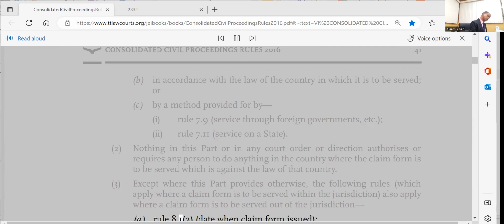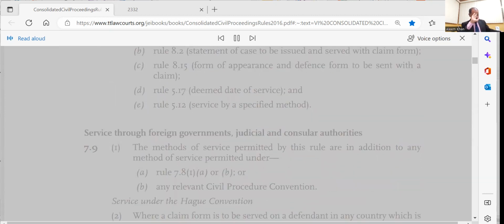A. Rule 8.1, 2. Date when claim form issued. B. Rule 8.2, Statement of case to be issued and served with claim form. C. Rule 8.15, Form of appearance and defense form to be sent with a claim. D. Rule 5.17, Deemed date of service, and E. Rule 5.12, Service by specified method.